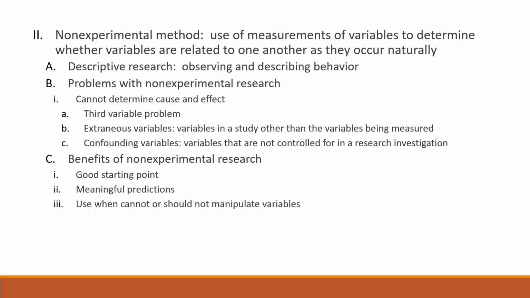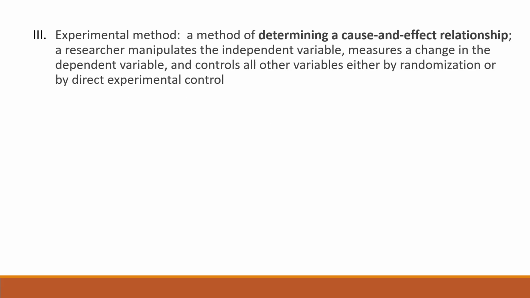If we want to examine the relation between smoking while pregnant and negative outcomes at birth, we can't assign pregnant women to be in an experimental group in which they need to smoke cigarettes. But we can look at those who did smoke while pregnant and then look at outcomes at birth associated with the smoking status. The experimental method is a method of determining a cause and effect relationship.